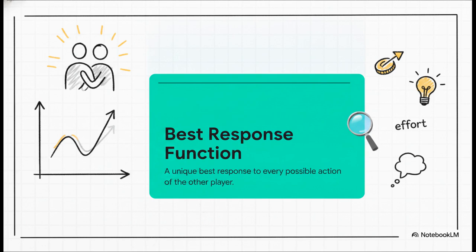The text uses a great analogy for this, a synergistic relationship, like a marriage, where one person's extra effort actually benefits both people. The math tracks exactly how much effort player A should put in, mapped against every single possible level of effort player B might try.